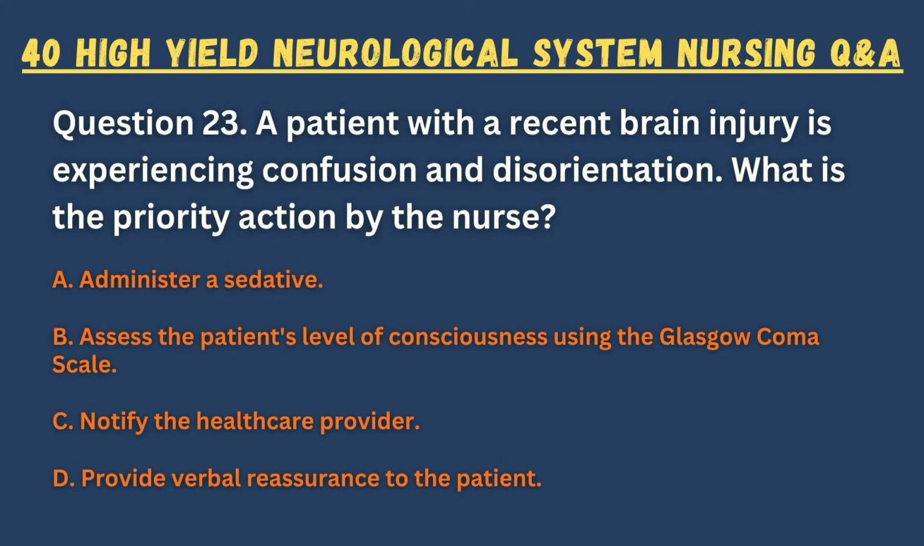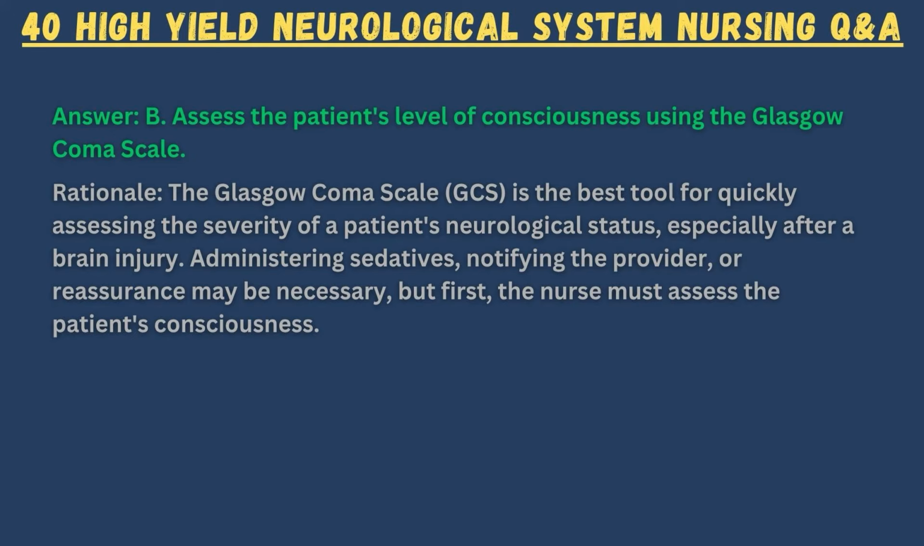Question 23. A patient with a recent brain injury is experiencing confusion and disorientation. What is the priority action by the nurse? A. Administer a sedative. B. Assess the patient's level of consciousness using the Glasgow Coma Scale. C. Notify the healthcare provider. D. Provide verbal reassurance to the patient. Answer. B. Assess the patient's level of consciousness using the Glasgow Coma Scale.